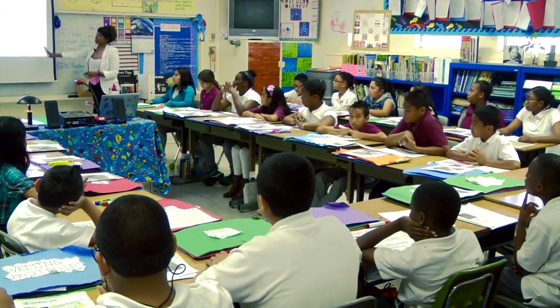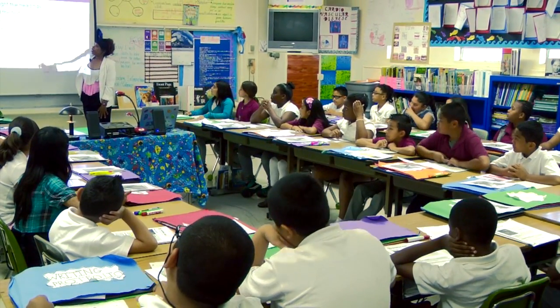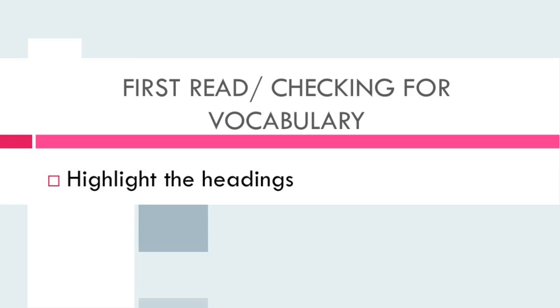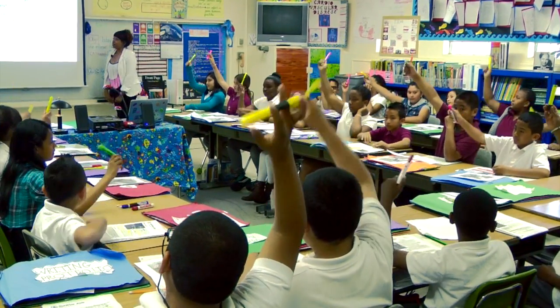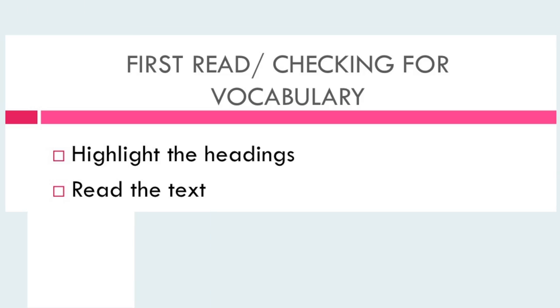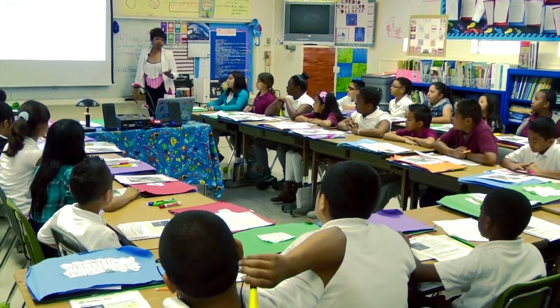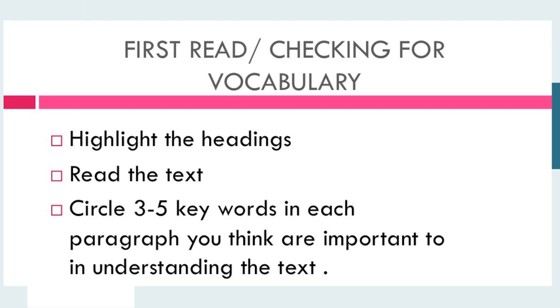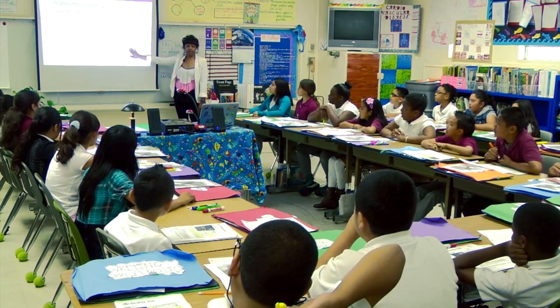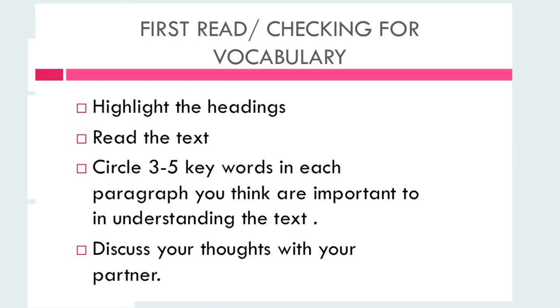Okay, boys and girls, let's go ahead and look at our checklist for your first read. Read bullet number one. I need to see highlighters. I need to know you're ready. Good. Highlighters down. Next. Read the text. Absolutely. And how many times does a scholar read a text often? Three times. Very good. Next bullet. Circle 3 to 5 keywords in each paragraph you think are important to understand the text. Absolutely. And our last bullet for today. Discuss your thoughts with your partner.